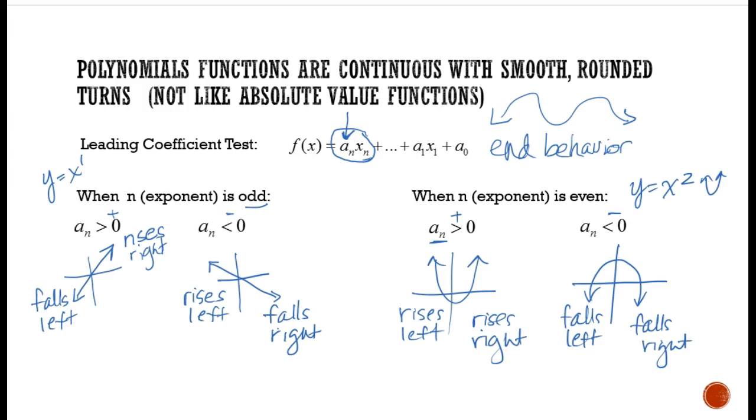Now, it's not going to be a perfect parabola because it could be like x to the 6th power. It doesn't matter. The ends will go in the same direction if it's even, and the ends will go in opposite directions if that power is odd. Right? Now let's try some of these.